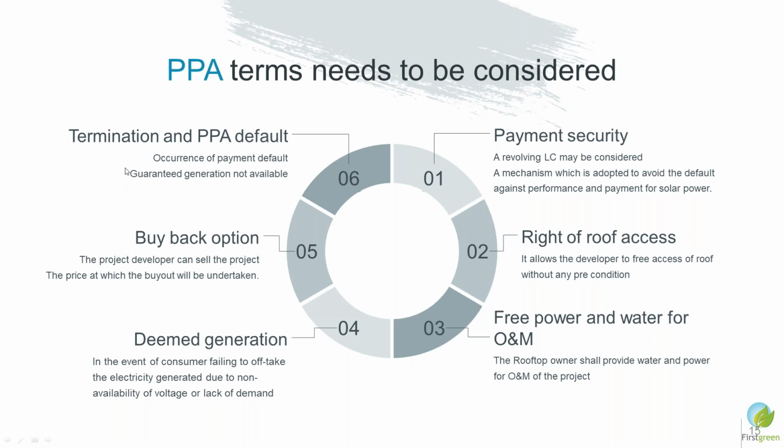There may also be a PPA default from the side of the seller if he is not able to generate electricity consistently, or the agreed CUF is not being maintained by the developer. Then he has to ensure that much generation happens and should not reach that kind of condition. So there are defaults on behalf of the buyer as well as the seller. Both these defaults need to be expressed in your PPA.